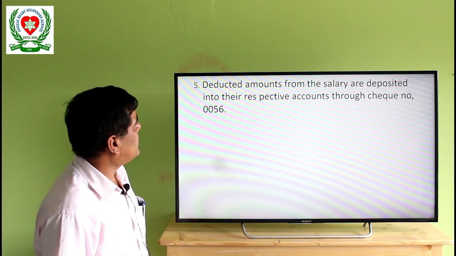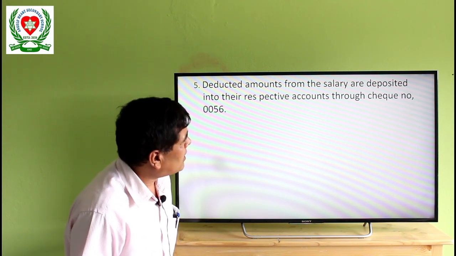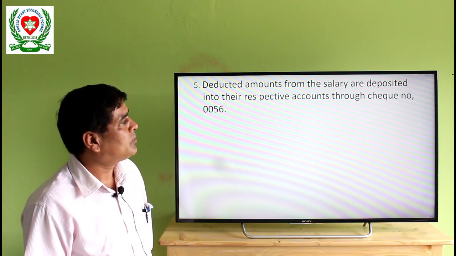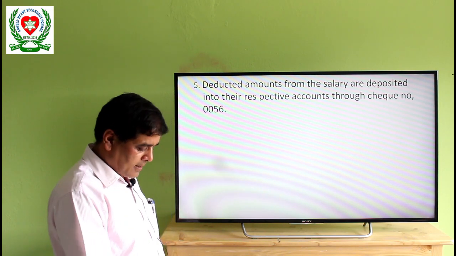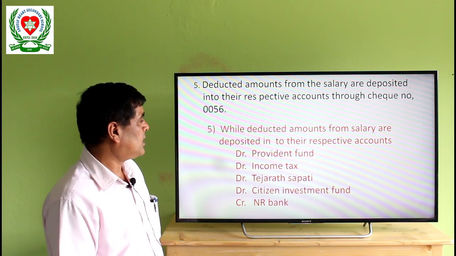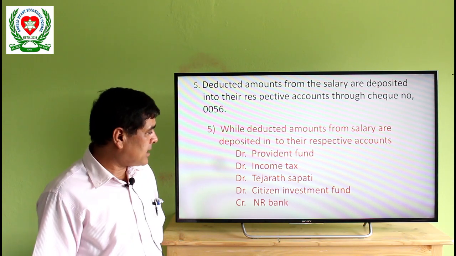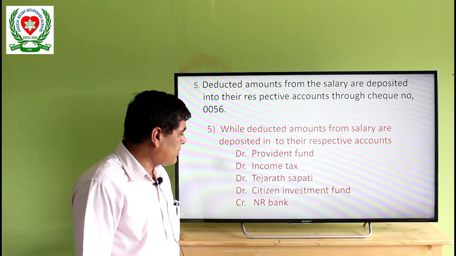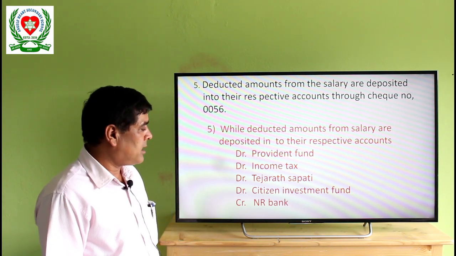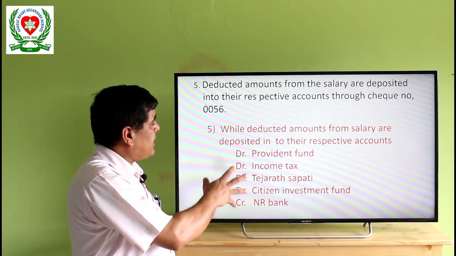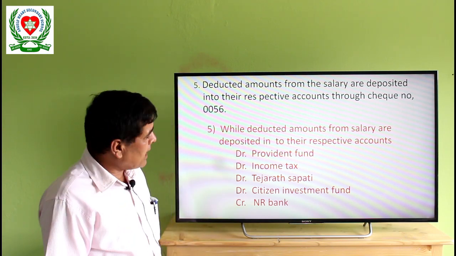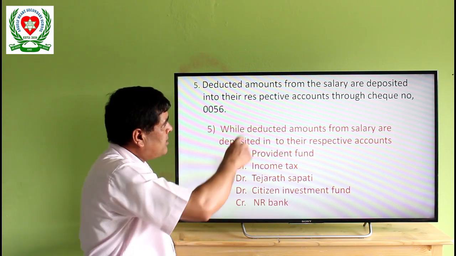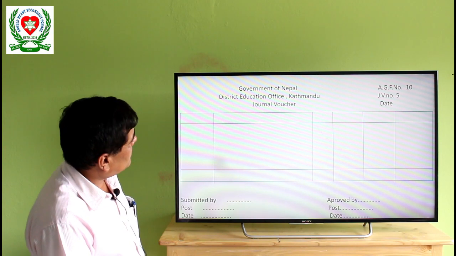Next question is, the amount deducted from the salary is deposited into their respective accounts through check number 0056. Formula we know: debit provident fund, credit income tax, debit income tax, debit Tejarat Sapati, debit citizen investment fund, and credit NR Bank. All items will be debited, only NR Bank should be credited, and since Tejarat Sapati and citizen investment fund are not given here, we have to write this much only.